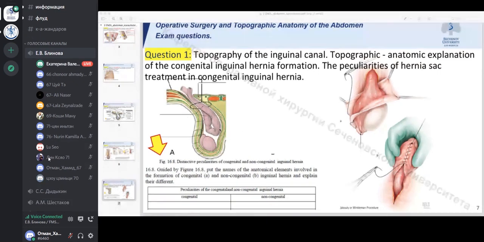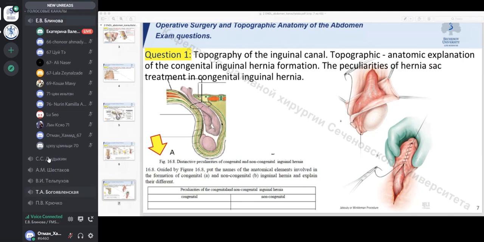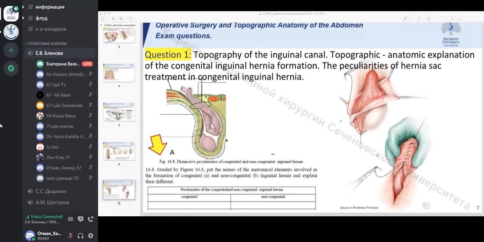Make revision of the intestinal loop. Return the intestinal loop to the abdominal cavity. And after that, you cannot remove the hernia sac. And the hernia sac, you should stitch around all the testes by continuous or interrupted suturing.